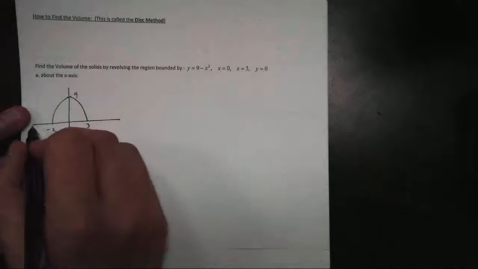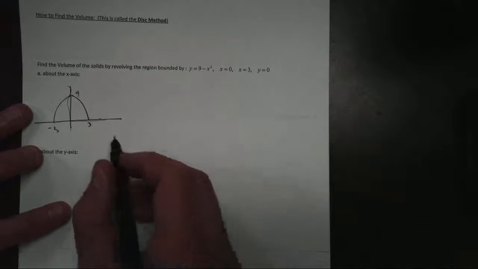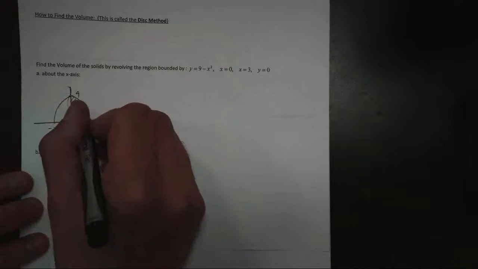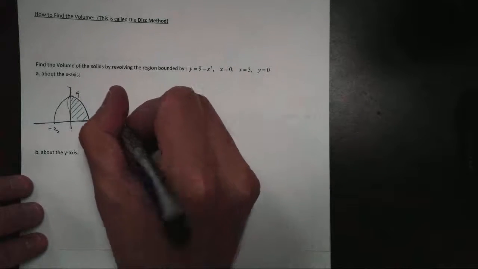So I start with drawing the bounded area. It's my parabola, 9 minus x squared. It crosses at negative 3 and 3. Then there's x equals 0 and y equals 0, our x and y axes, and x equals 3. So I'm looking at revolving this region about the x-axis.